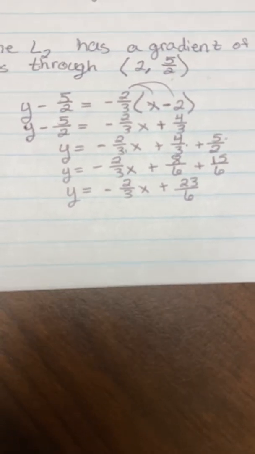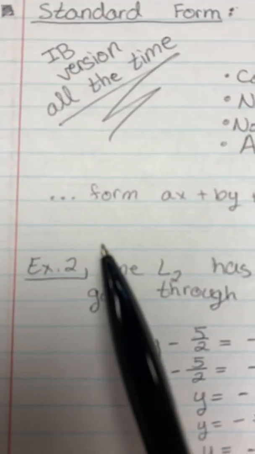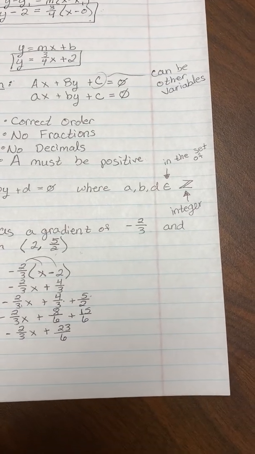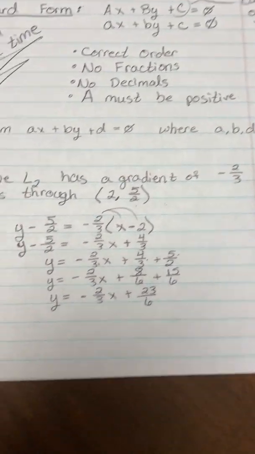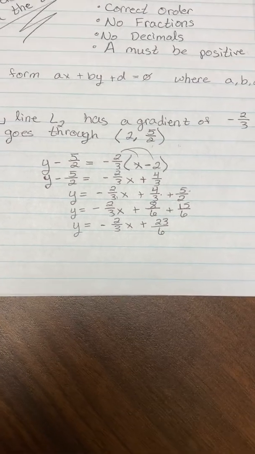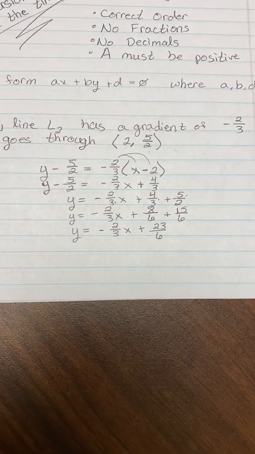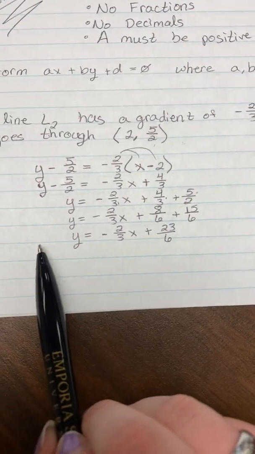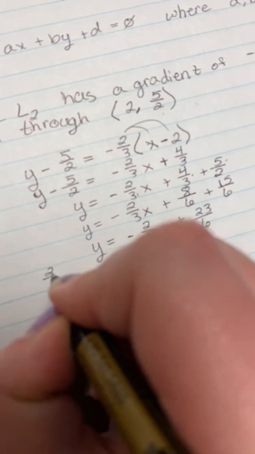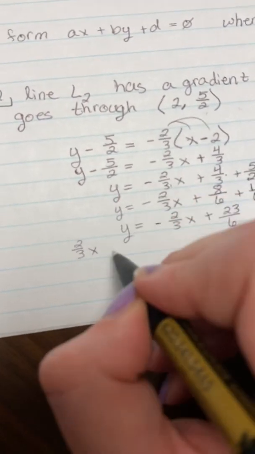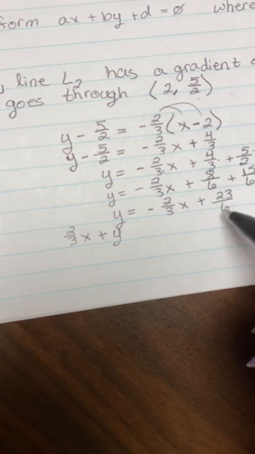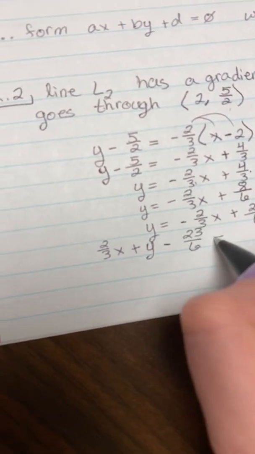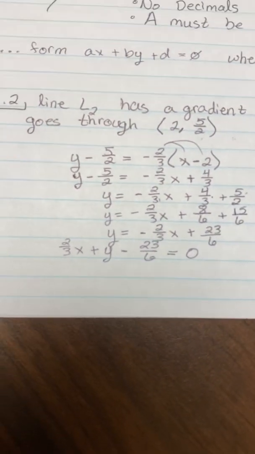Now, if the question says that it wants it in standard form, or has this wording here, in the form ax plus by plus d equals 0, where a, b, and d are in the set of integers, this work is still valid. All we're going to do now is move everything to one side. So I'm going to add 2/3 x to the other side of the equal sign. Y is still here, and we'll subtract this fraction. That way our equation equals 0.